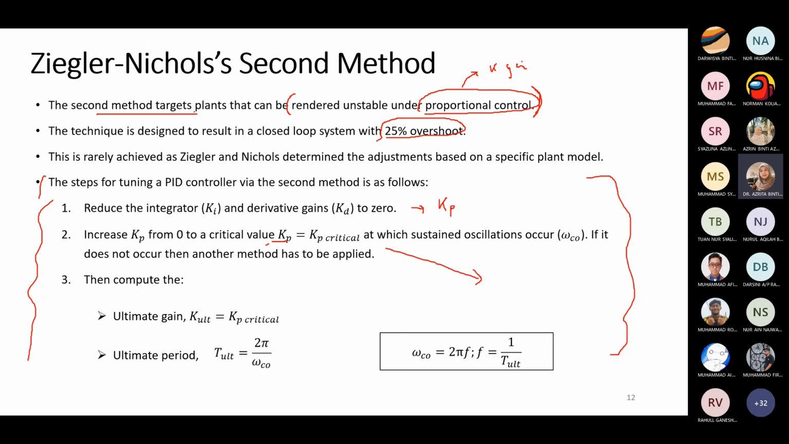So if you remember, if we have the root locus of the system like this, okay, when we increase the value of KP, gain K, the location of our closed loop poles also changes, right?